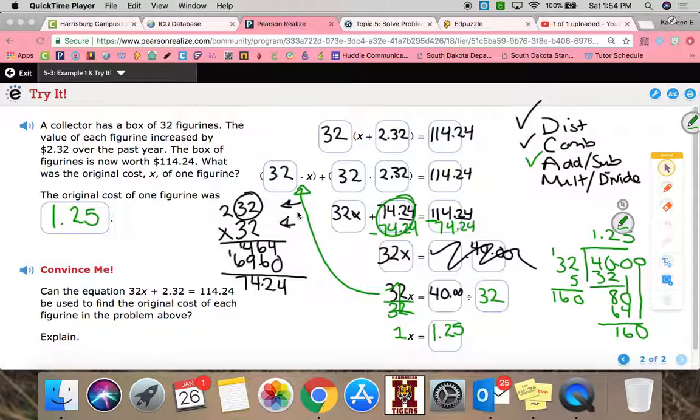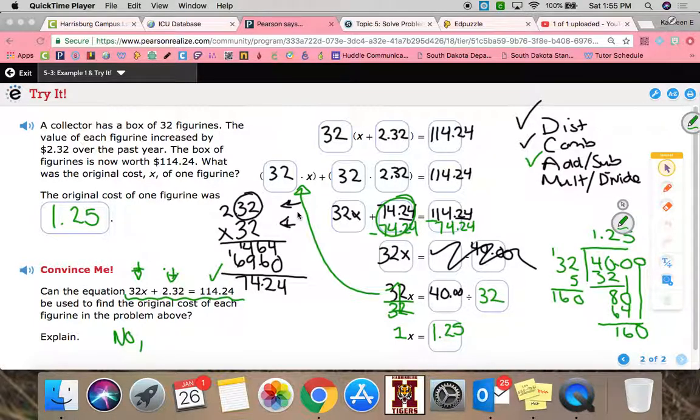All right. Can the equation 32x plus 232 equals 114 equals 0.24 be used to find the original cost of each figurine in the problem above? Okay, can this equation be used? Would we get the same answer? Well, if we go to this step where we had 32x, we knew we had this because that's been there the whole time. Did we get 232? We didn't. We had 74.24. So we're going to say no.